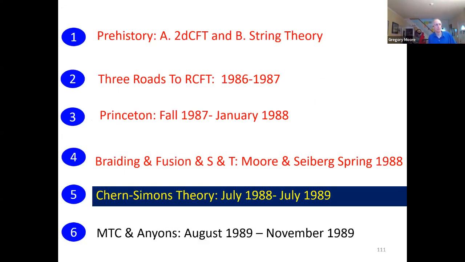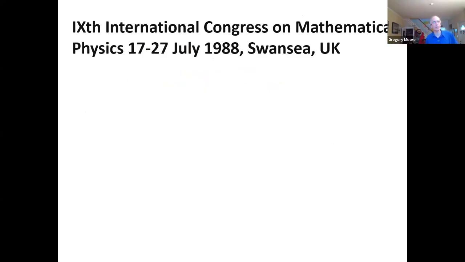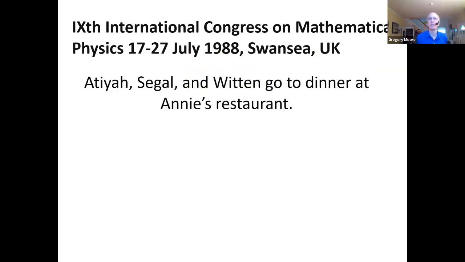So this brings me to Chern-Simons theory. Chern-Simons theory has a complicated and intricate history deserving of an entirely separate talk. And I'll just confine myself to a little bit of where I was involved and where it has to do with the story of rational conformal field theories. So at the 9th International Congress on Mathematical Physics, from the 17th to the 27th of July, 1988 in Swansea in the United Kingdom, an event of great moment took place. Atiyah and Segal and Witten went to dinner at Annie's restaurant.